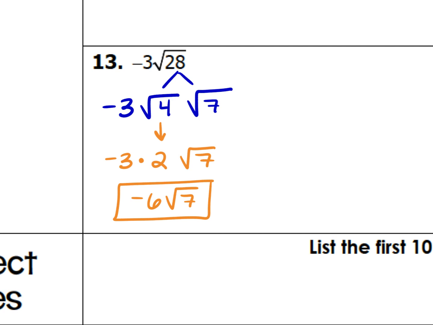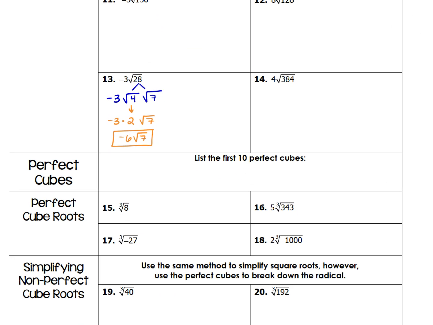Okay? So simplest radical form. Hopefully that doesn't really feel new to you because we've done this. What will feel a little bit new is dealing with perfect cubes. Okay? Tell me what a perfect cube is. Like what are we doing to get to the perfect cube number?